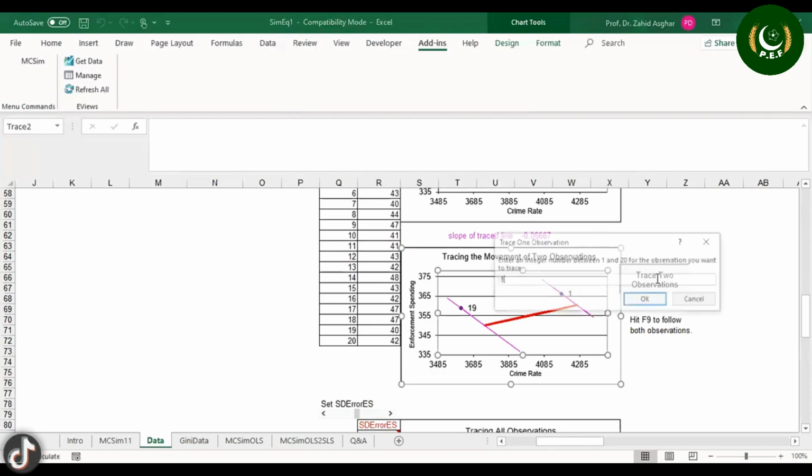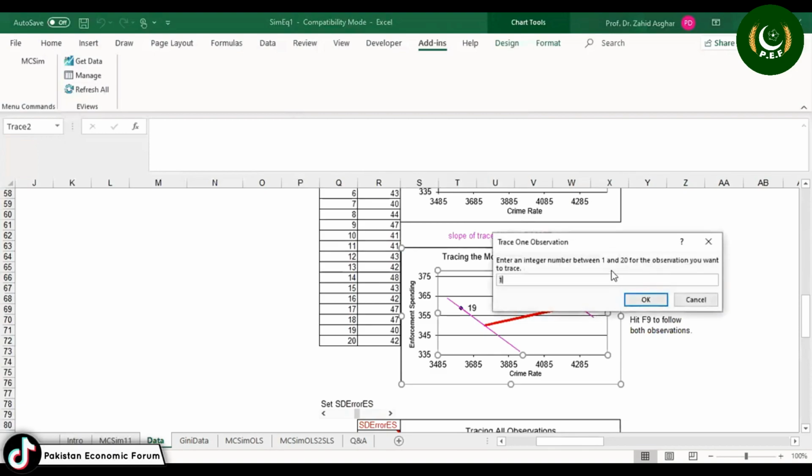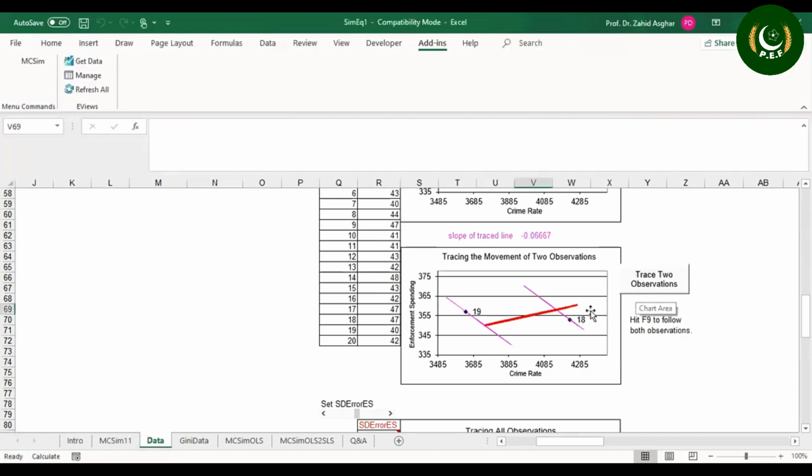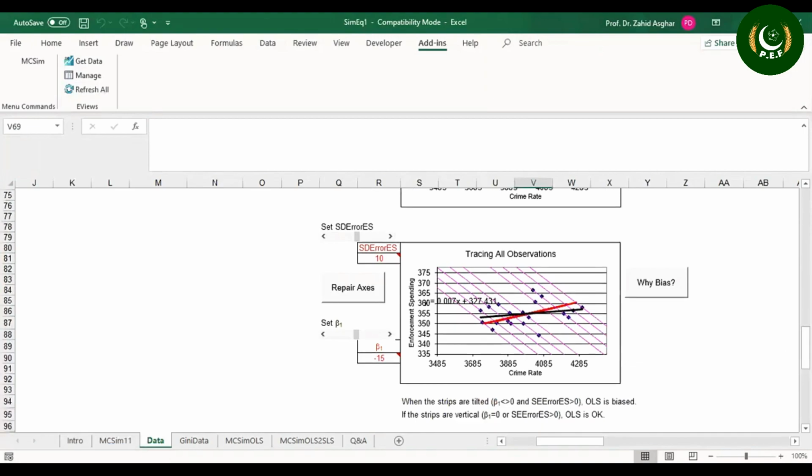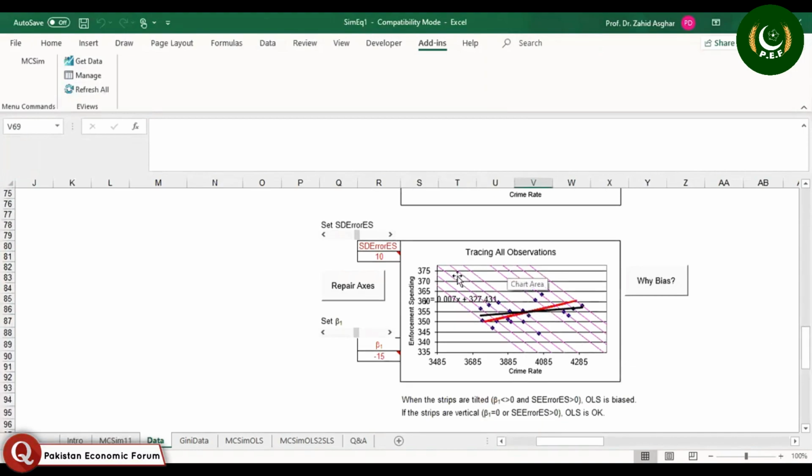So trace 2 observations, number 1 and number 8. You see 18 and 19. If you press F9, if you trace the whole data, you see these pink strips are moving in opposite directions.